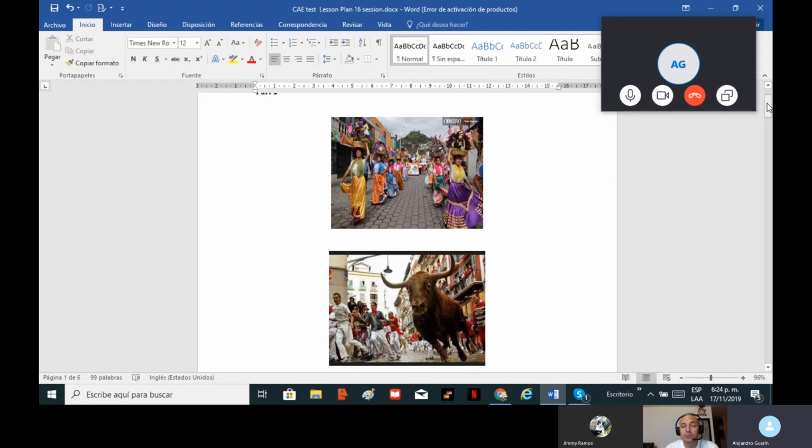Firstly, it seems we have two images that describe a cultural holiday in their city or in their country. In the first image, we have a couple of women who wear some colored costumes. On the other hand, we only have men and one, give me a second, ball. Yeah, one ball.